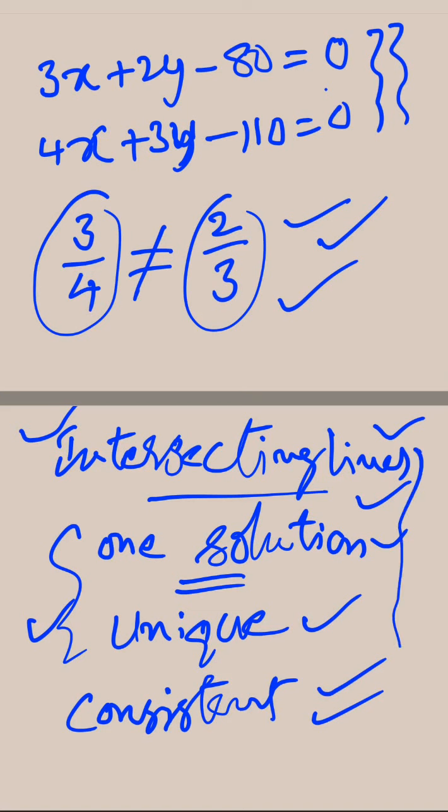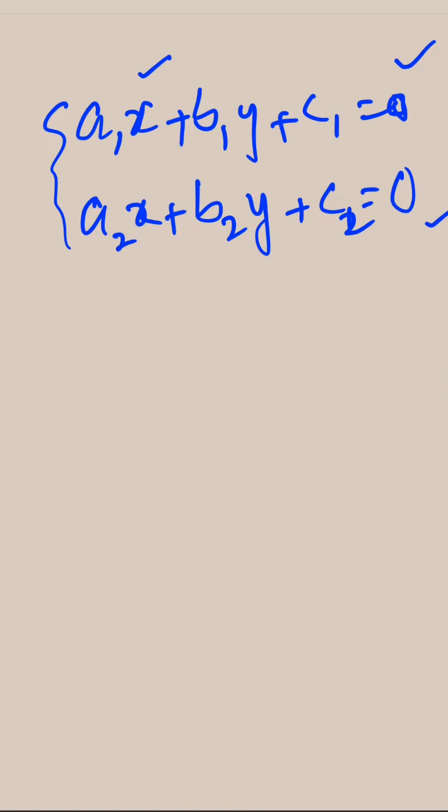These three concepts are very important. a1 by a2 is not equal to b1 by b2 is very important. If that condition is satisfied by the given equations, then immediately they are intersecting lines with a unique solution. They are consistent lines. Consistent means the lines have only one solution.